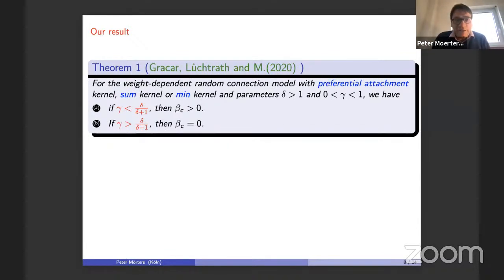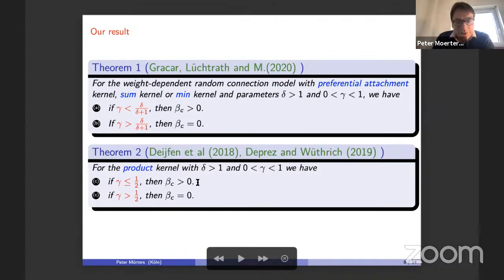For comparison, I have the result that was already known for the product kernel, which is due to Deifen, Debretz, and Wüthrich, who've studied this. There you have no dependence on this geometric parameter delta. You just have that when gamma is less than a half, you have a subcritical phase, and when gamma is bigger than a half, then you have no subcritical phase, as I already mentioned. So this just depends on the degree distribution, not on the extra geometry.